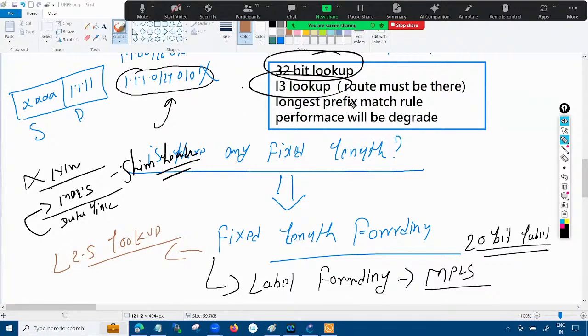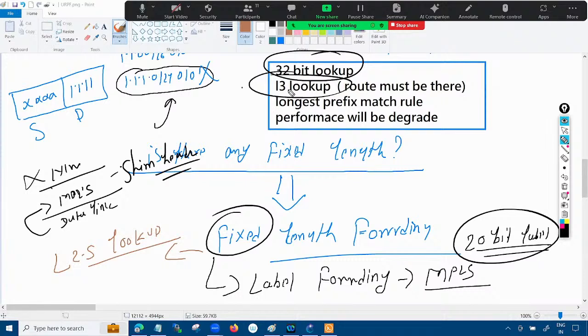Third part, longest prefix match lookup. Do I need longest prefix match now? It's a fixed label, man. No need to do the longest prefix match now. You cannot do subnetting of the label. It's a fixed length, 20-bit. Performance will be amazing.